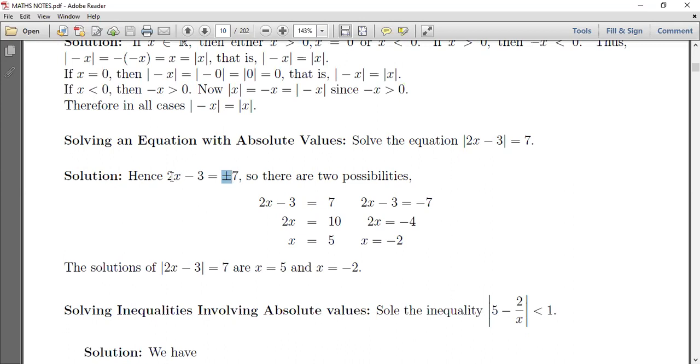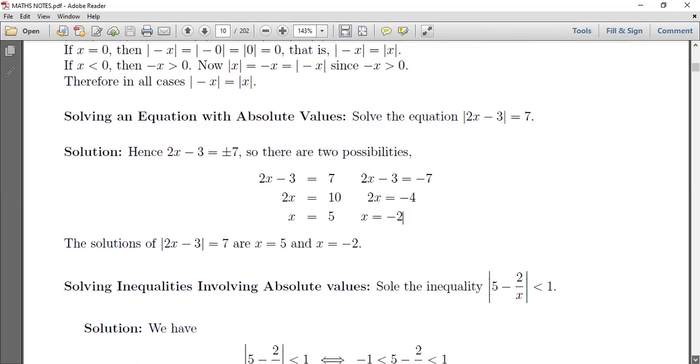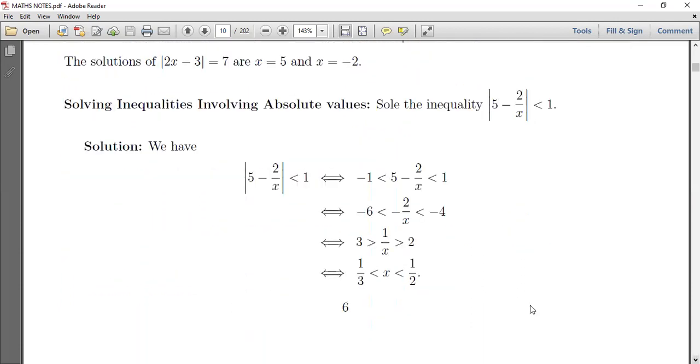So you have to solve two equations: 2x minus 3 is equal to 7 and 2x minus 3 is equal to minus 7. If we solve these two, you get two solutions, and both are solutions of such an equation. So when you're solving inequalities with absolute values, it means you take a range of values. In other words, you just come up with two inequalities.